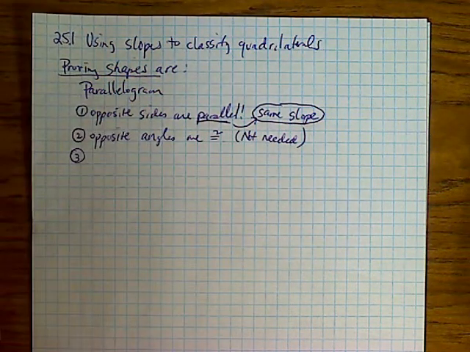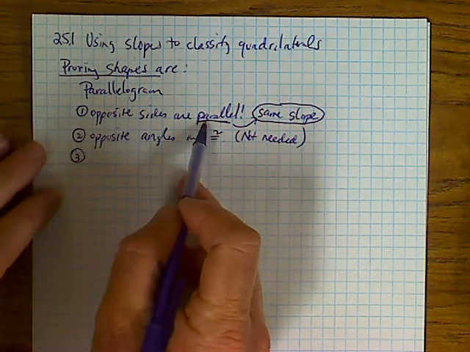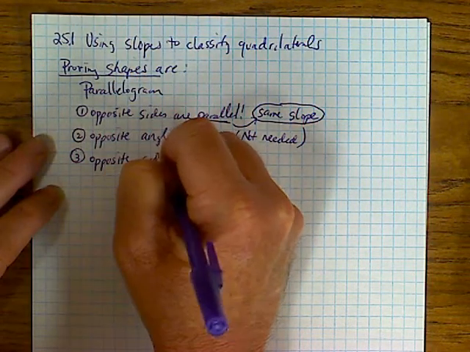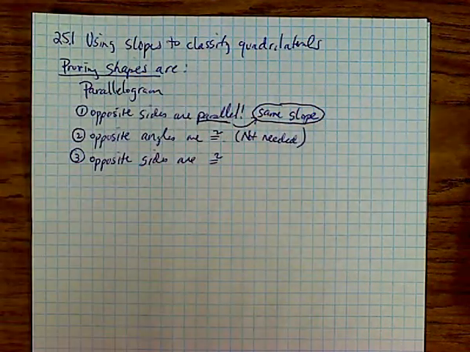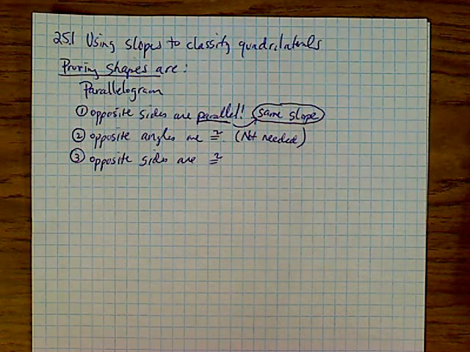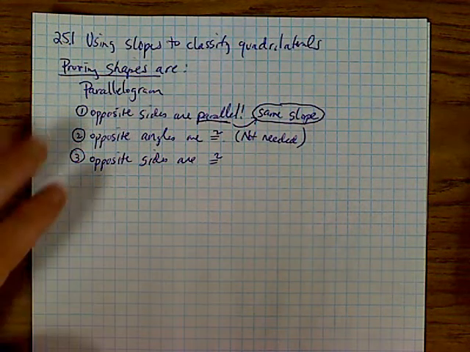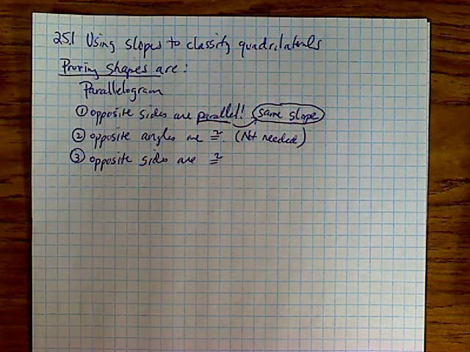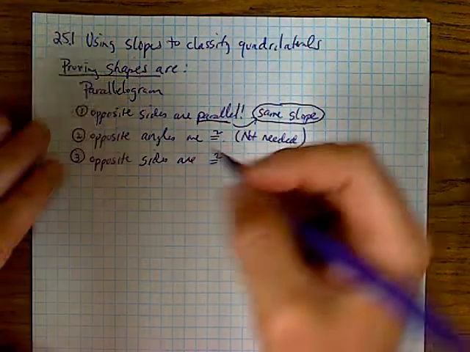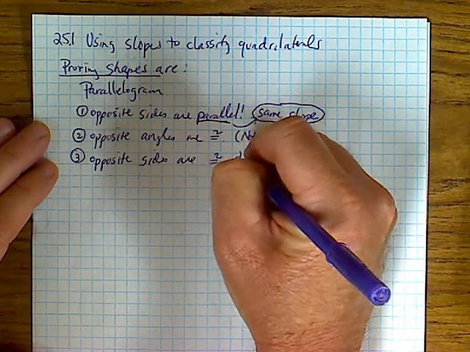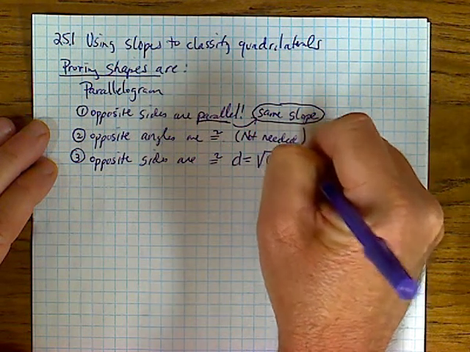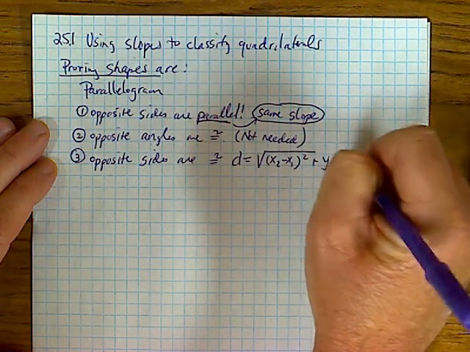Okay, third thing. Not only are the opposite sides parallel and opposite angles congruent, we know that the opposite sides are congruent. So how do I know if two sides are congruent? How do I know they're the same length? How would I check to see if one side is as long as the other? The way you're going to find that is distance formula. The distance equals the big square root of (x2 minus x1) squared plus (y2 minus y1) squared.